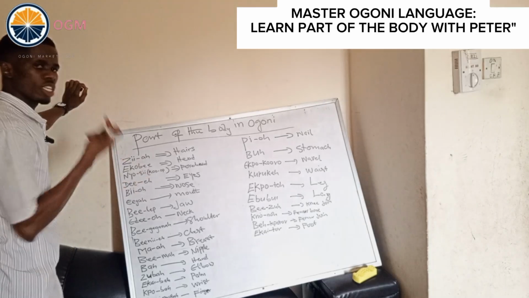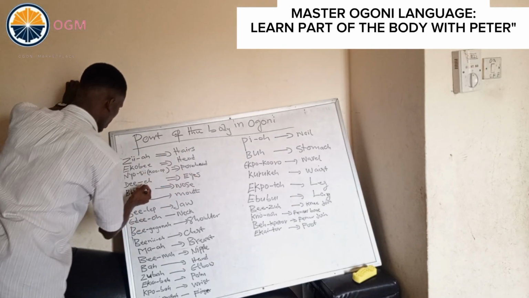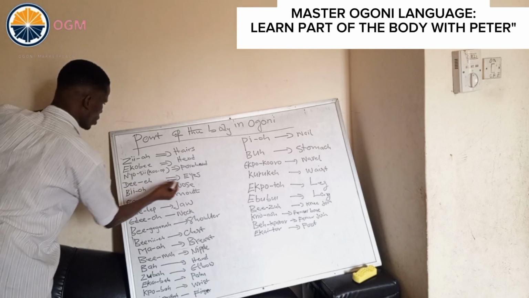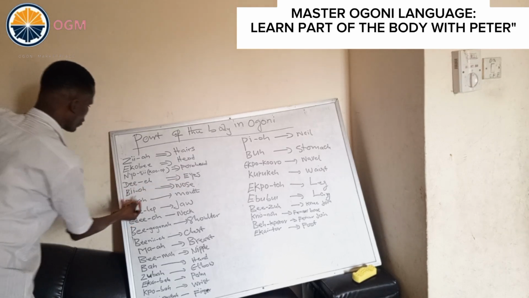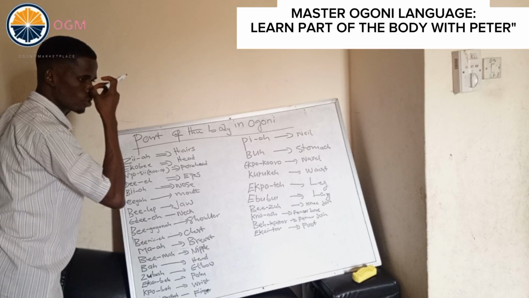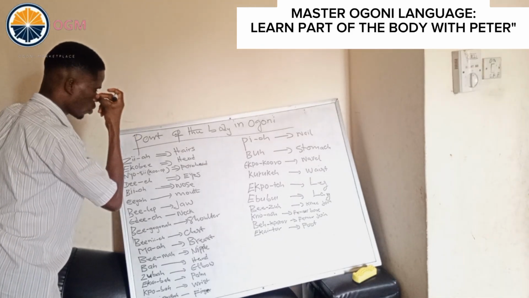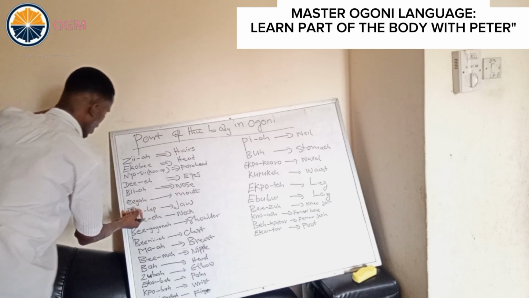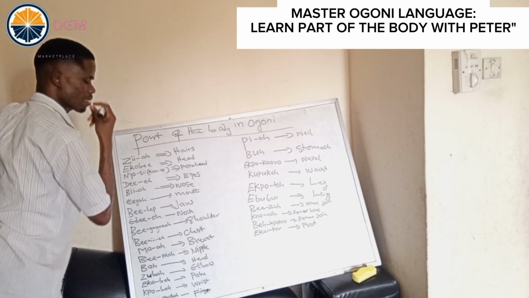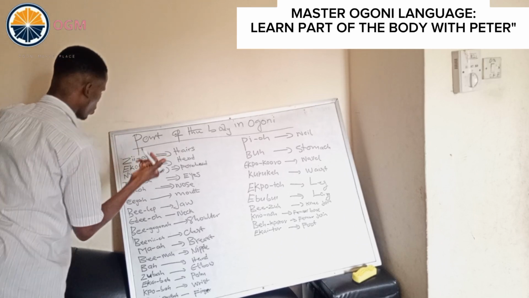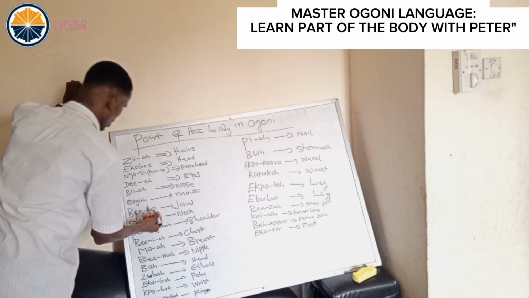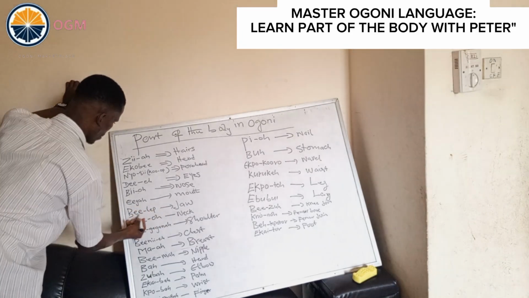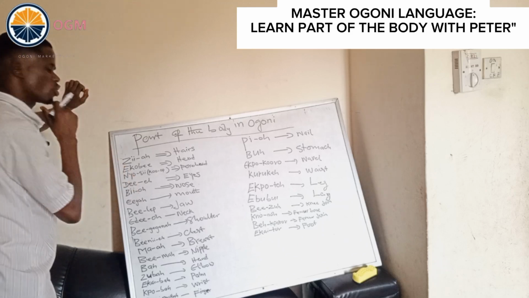Here we have Den, which is eye. This is the spelling of Den, eye. Then we have Bion, which is nose. We have Ega, which is mouth. Then we have Bep, which is jaw.